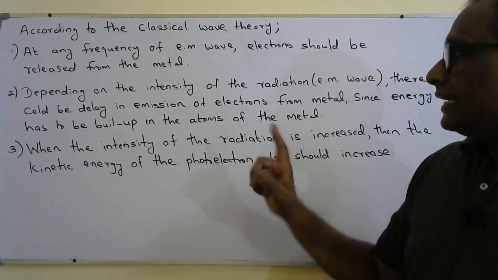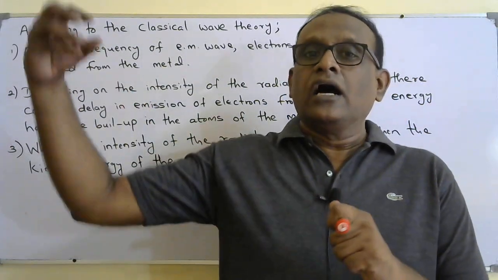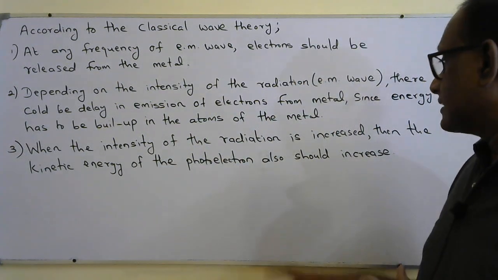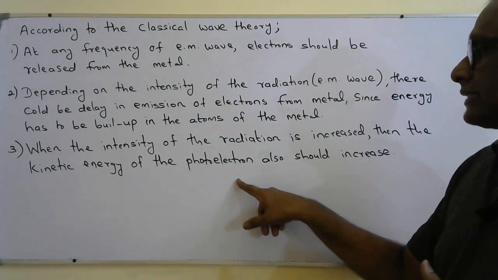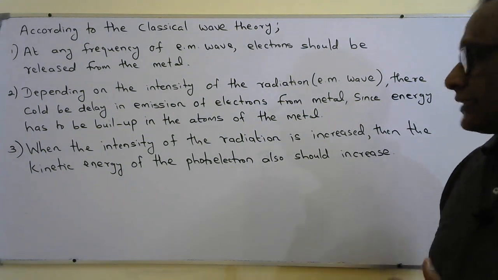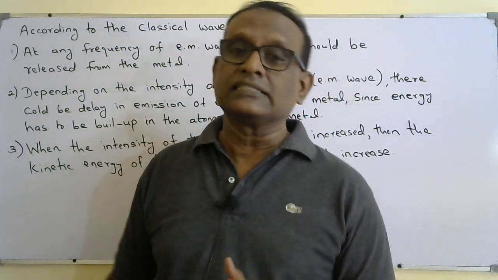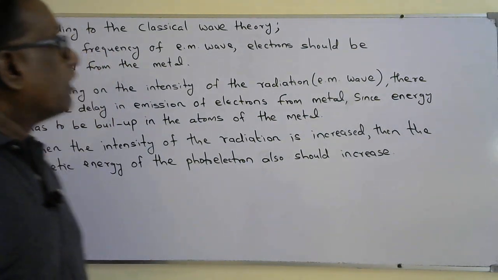Third one, it says when the intensity of the radiation is increased, that means you are giving more energy to the atoms of the metal, then the intensity increases. Then the kinetic energy of the photoelectron, meaning the electron released from the metal is called photoelectron, also should increase. That's the third conclusion based on wave theory regarding the photoelectric effect.